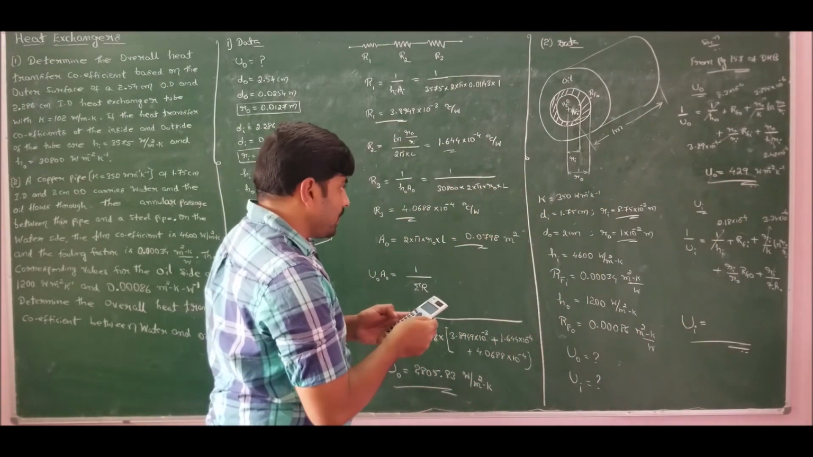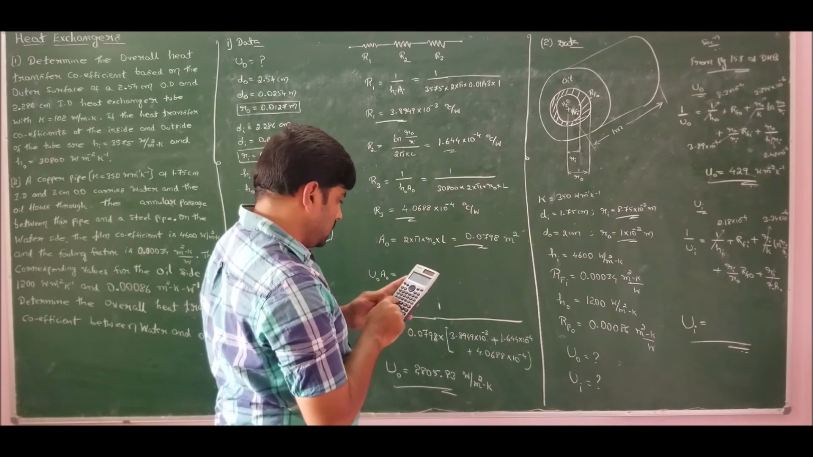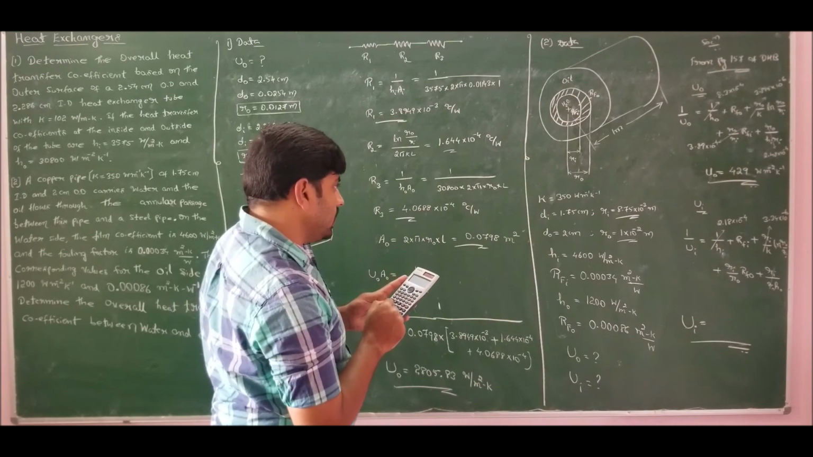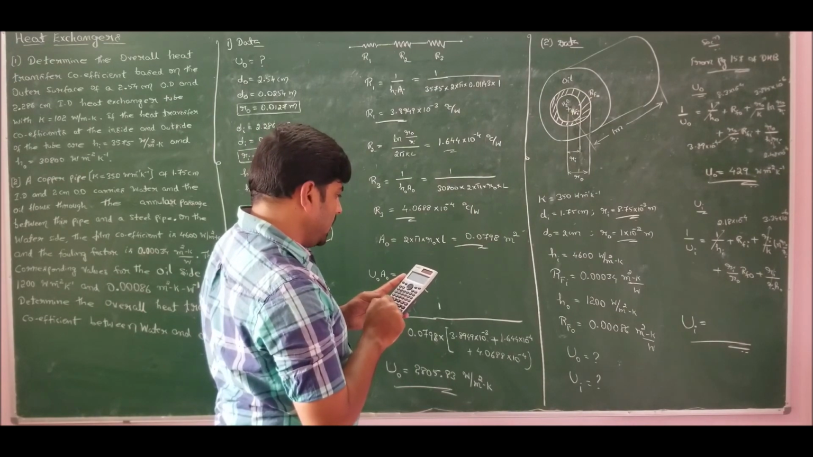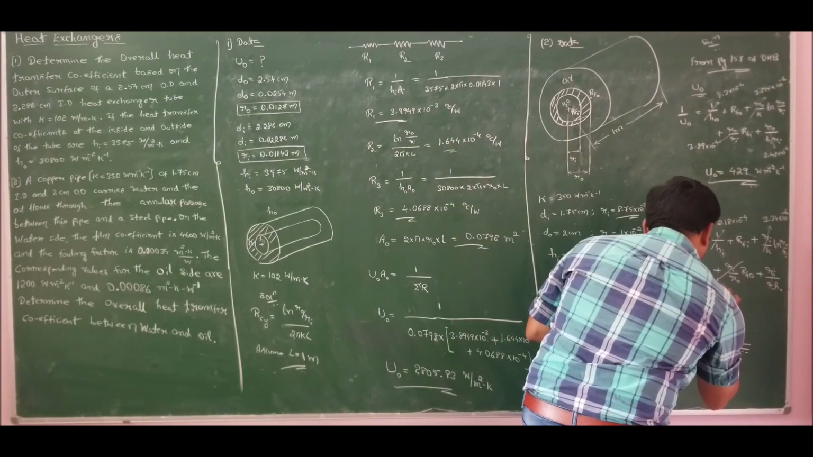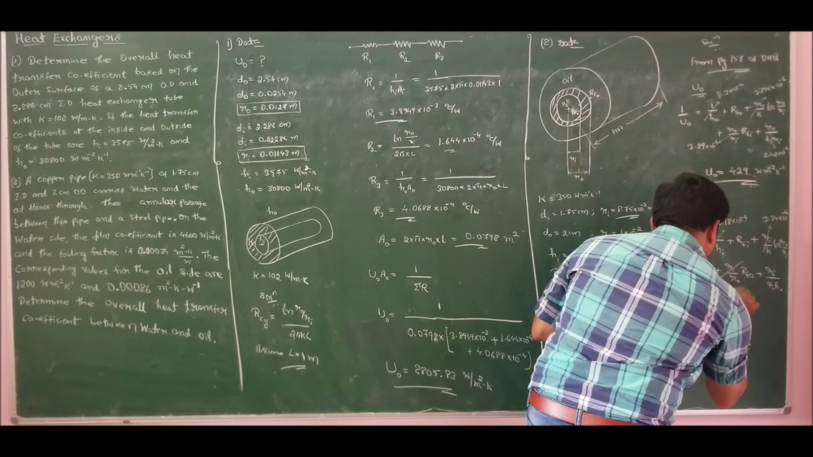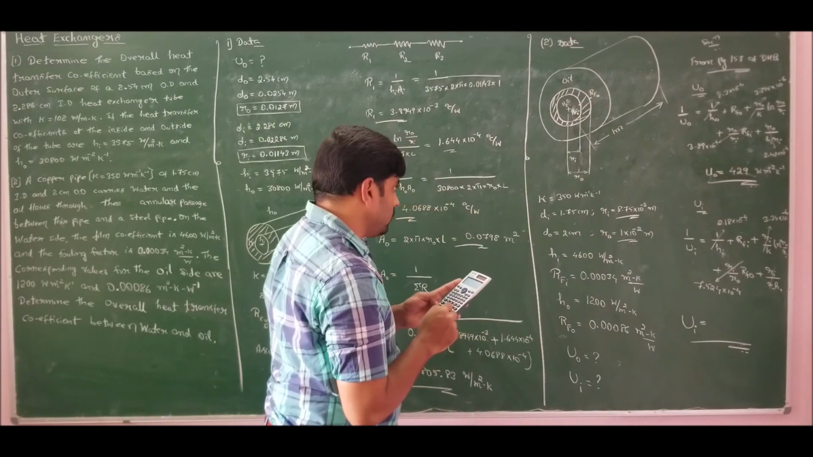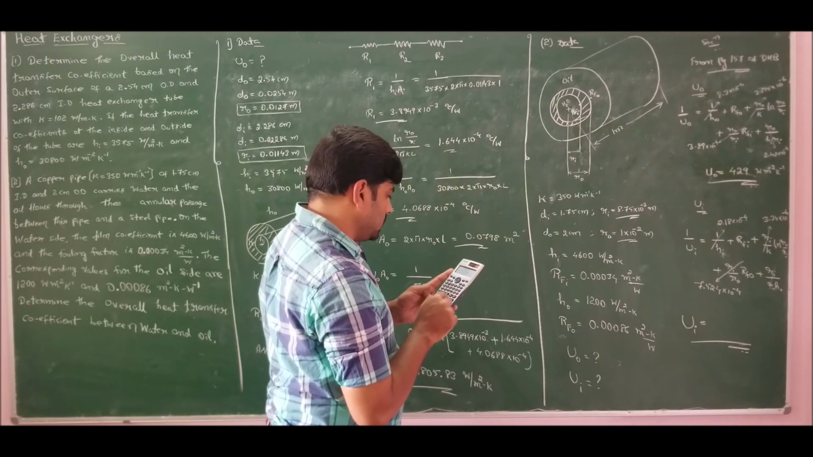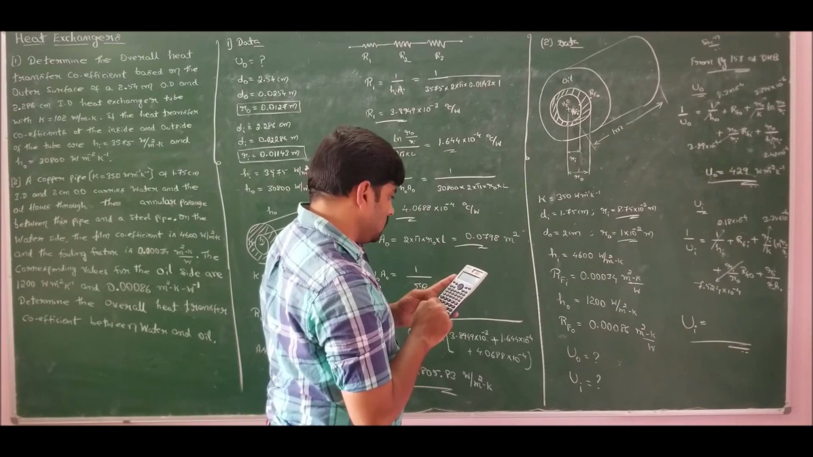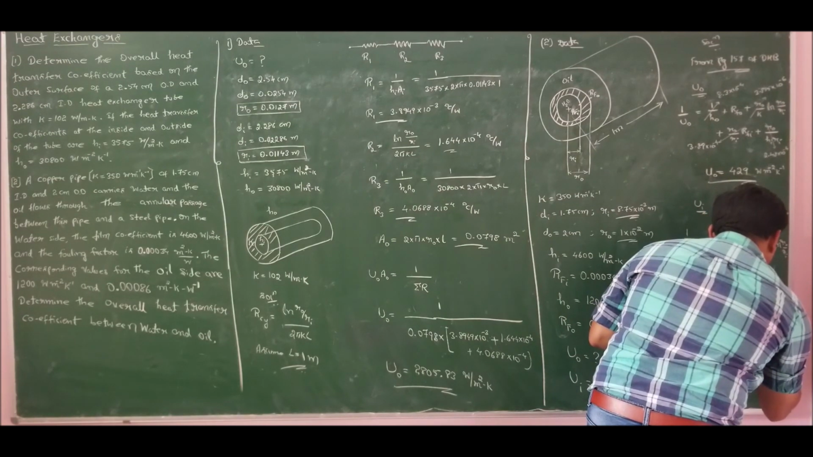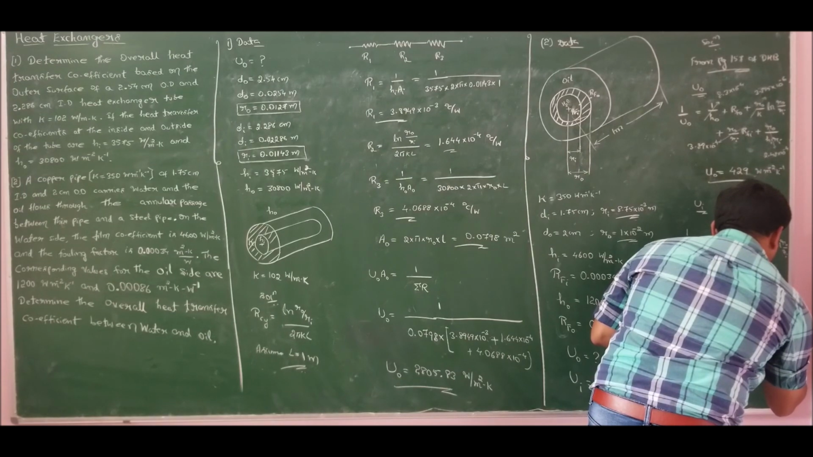Now coming to this term, we have Ri is 8.75 × 10^-3 divided by Ro, which is 1 × 10^-2, multiplied by RFo, which is 0.00086, so this term becomes 7.524 × 10^-4. Coming to the last term, we have Ri is 8.75 × 10^-3 divided by Ro, which is 1 × 10^-2, divided by ho, which is 1200, which is nothing but 7.29 × 10^-4.